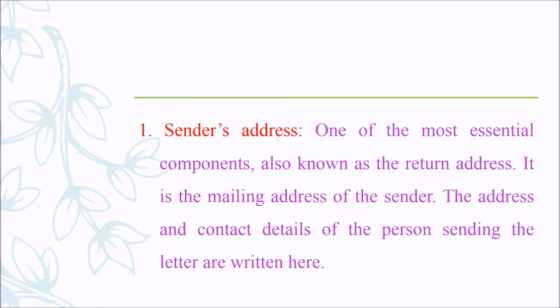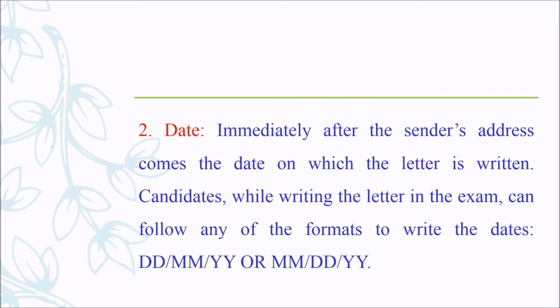The first one is sender's address. One of the most essential components. Here essential means important. So sender's address is one of the most important components, also known as the written address. It is the mailing address of the sender. The address and contact details of the person sending the letter are written here. Next, date. Immediately after the sender's address comes the date on which the letter is written.